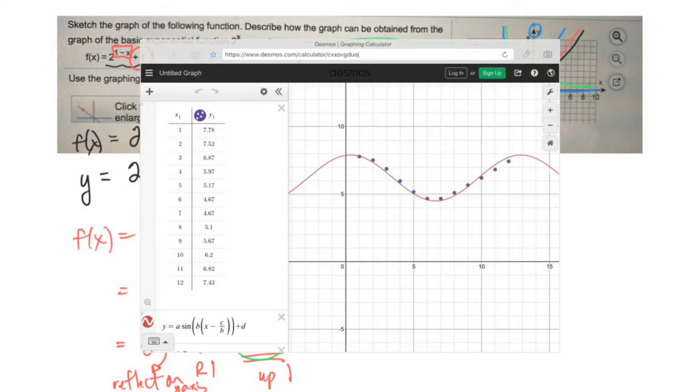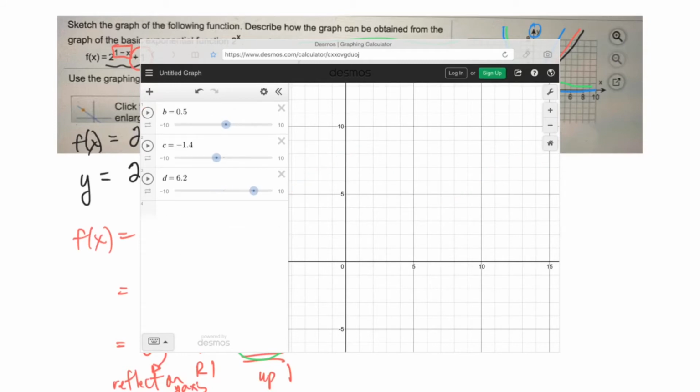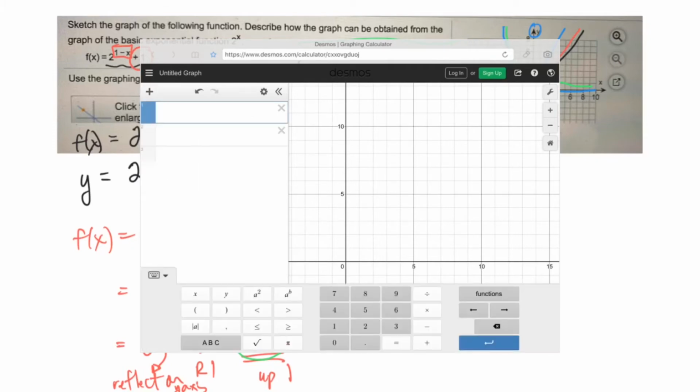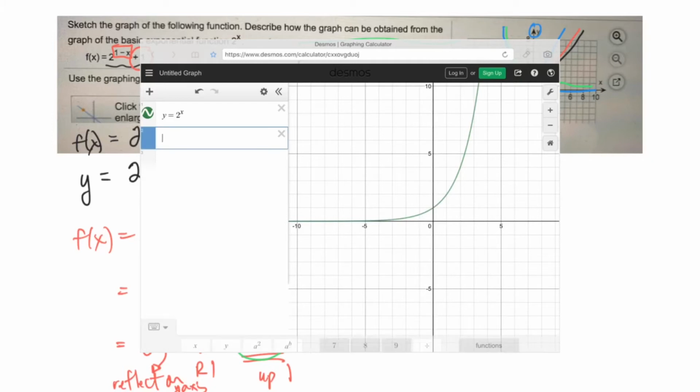Okay, here's some decimals. So it looks like I have stuff from before on there. Let me get rid of all that stuff. Okay, so I want the graph to begin with. Let's graph y equals 2 to the x. There's a beautiful looking exponential function. And let's just do each one of those things.